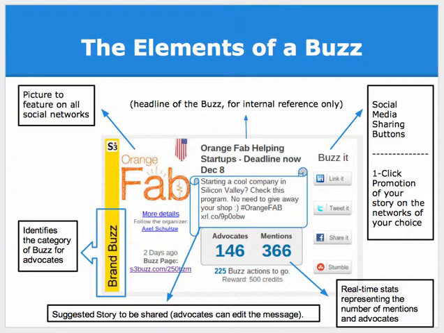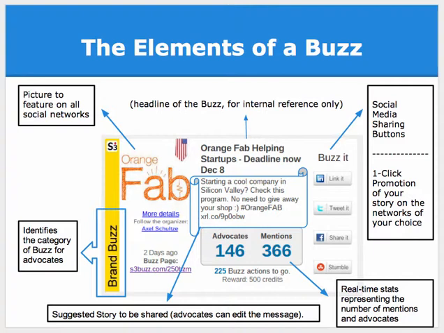You'll pick a 200 by 200 image or a square image that will be featured on the various networks. You'll have a headline for the Buzz, which really is more for internal reference. That'll let your advocates and supporters know what the campaign is about. In the middle there, you see the suggested story to be shared. And when each of these sharing buttons is clicked, that message, that story, will be shared on each of the respective networks, but the advocates do have the ability to edit it on the go.